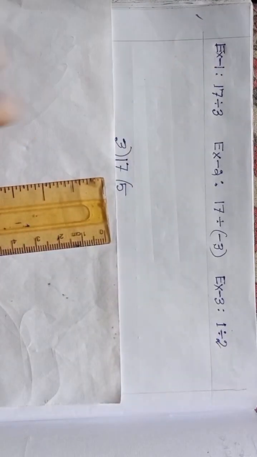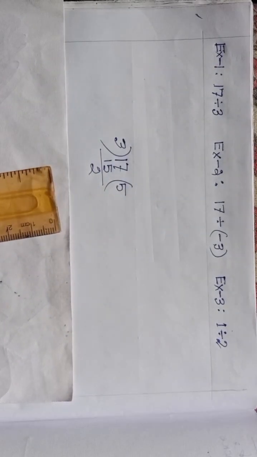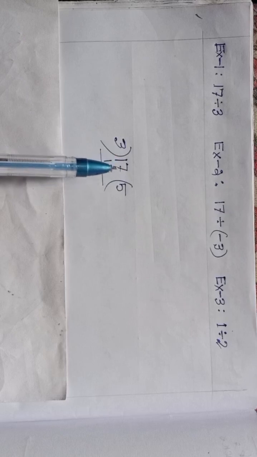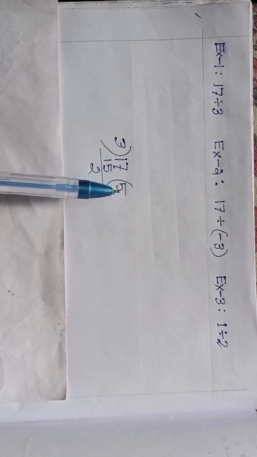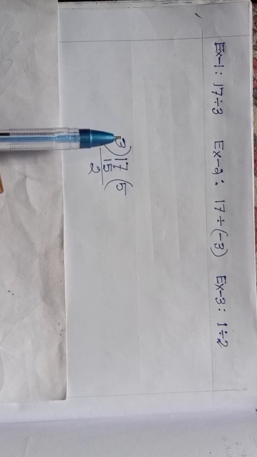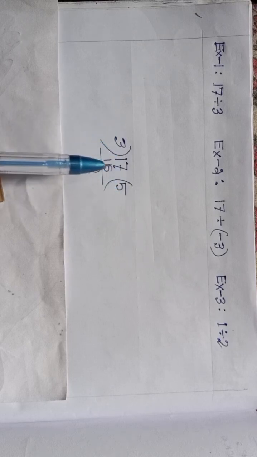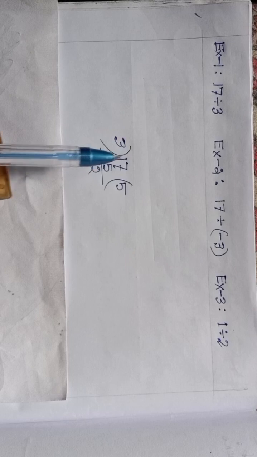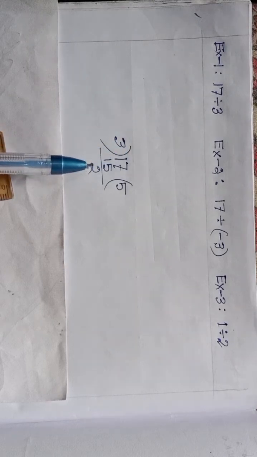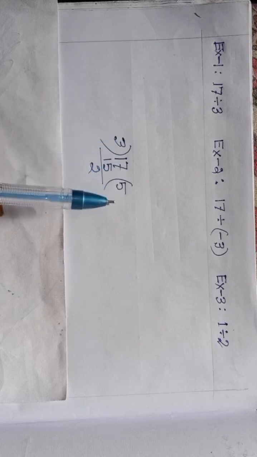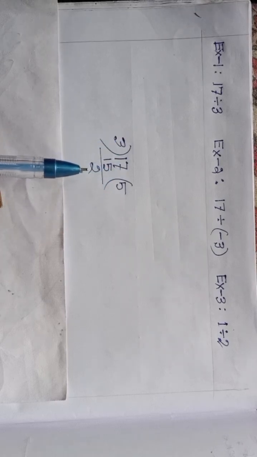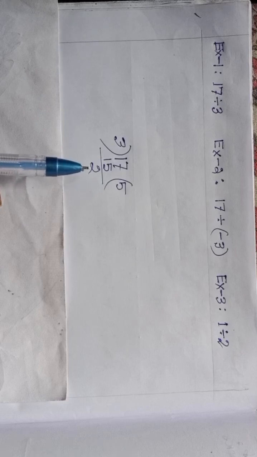See the first case. When 17 is divided by 3, we get the quotient 5. And as a result, 3 times 5 equals 15, and 15 is subtracted from 17, remaining 2. And we know that this is called dividend, this is divisor, this is quotient, and this is called remainder. All of us know this from previous classes.